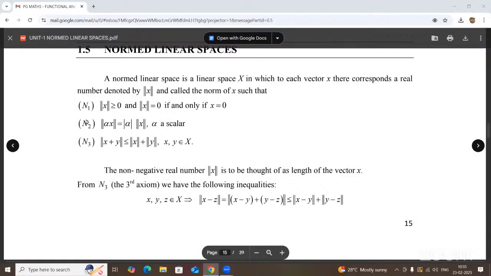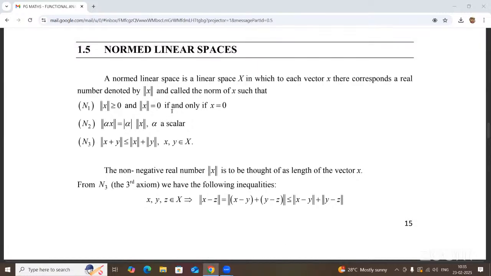Satisfied, N1, N2, N3 is there. Okay. Now, norm of x is greater than or equal to 0, and norm x equal to 0 if and only if x equal to 0 is there.